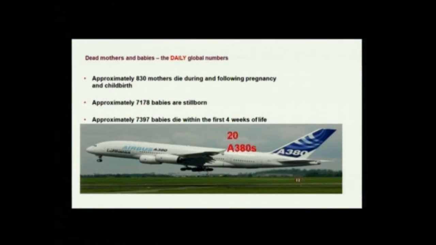See, that means 830 mothers die during and following pregnancy and childbirth on a daily basis globally. 830. But there are 7,178 babies who are stillborn every day. And if you take a plane that has, say, 400 passengers, you divide that by 7,000, that means about 20 aircraft are crashing every day with mothers and babies who will die. If even one plane crashes, even that one chartered plane that crashed in Mumbai, I think 3 days ago, it made the headlines. Has any of this made the headlines? 20 planes of mothers and babies are crashing every day. We all do not seem to be bothered. Why? Because the statistics don't impact on us the way they should.